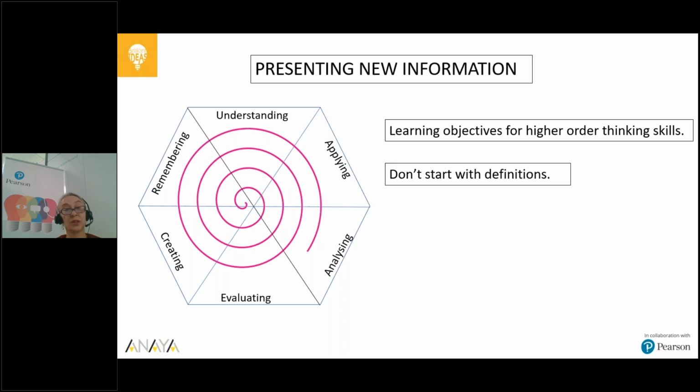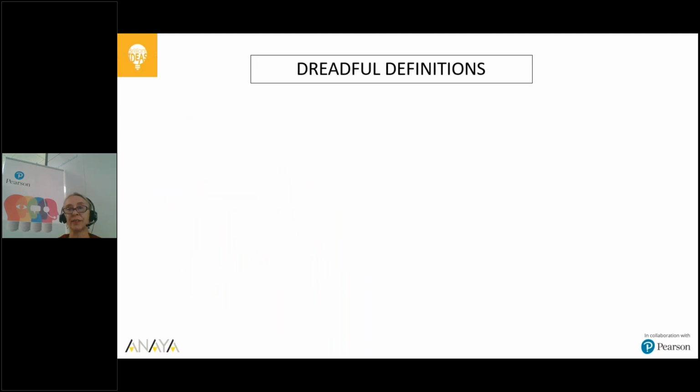Please don't start with definitions. Definitions are very difficult to understand without context, without anything around them. I call them dreadful definitions. And here are some for you to start looking at. How about this one? All matter has mass and volume.